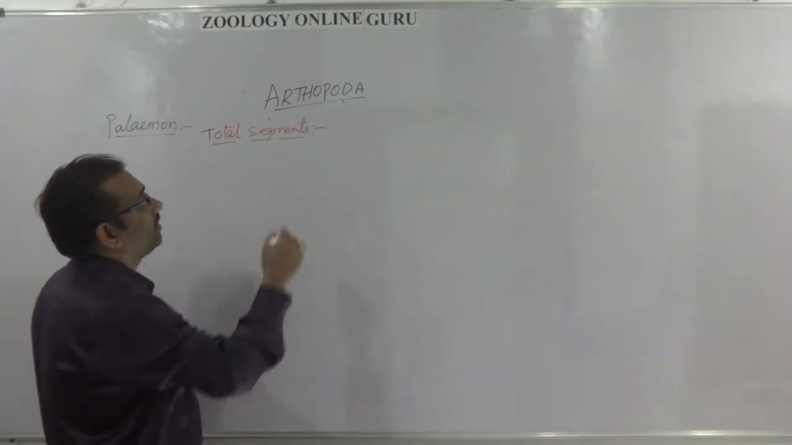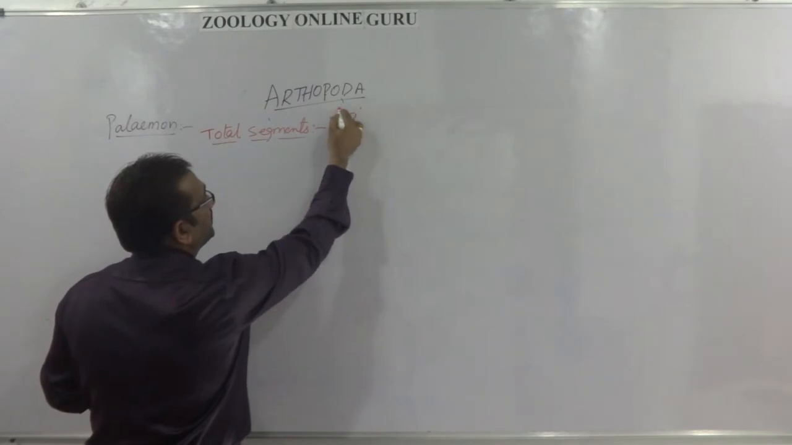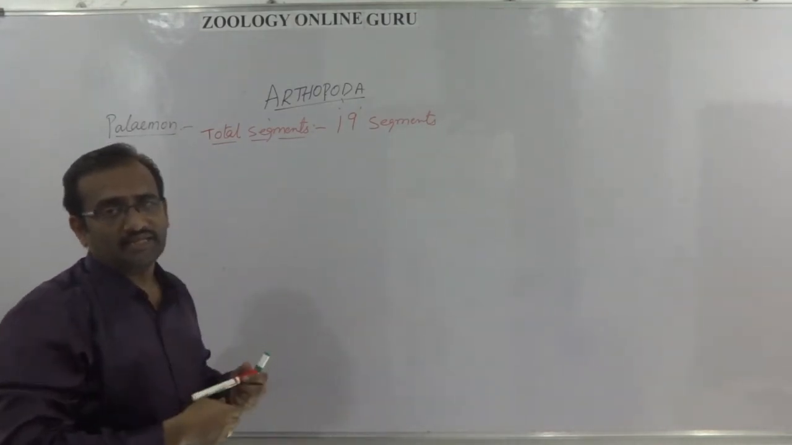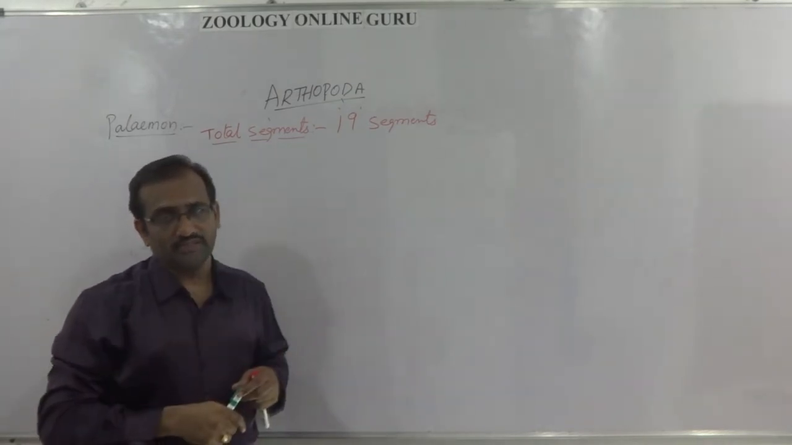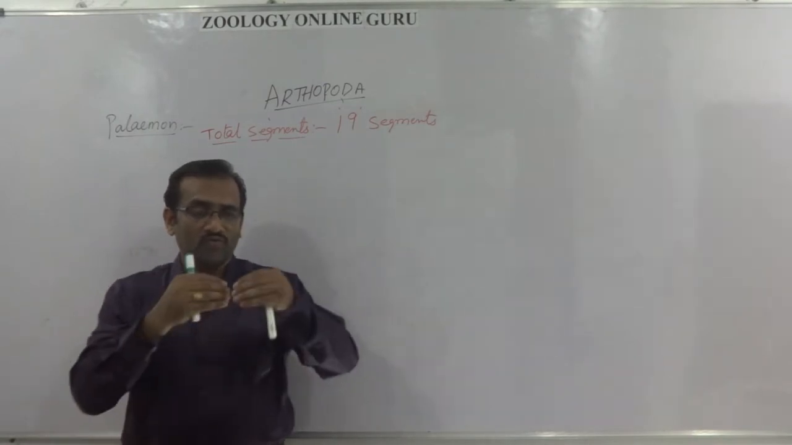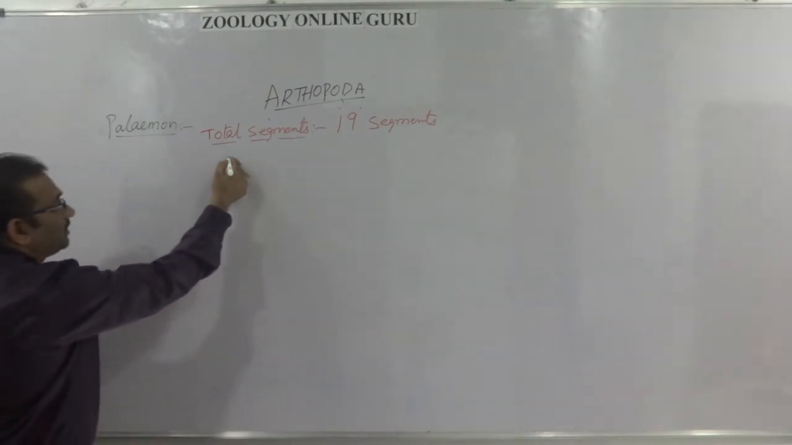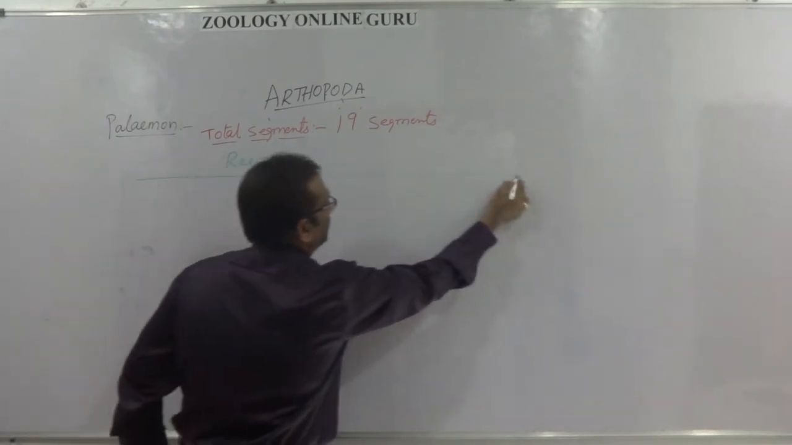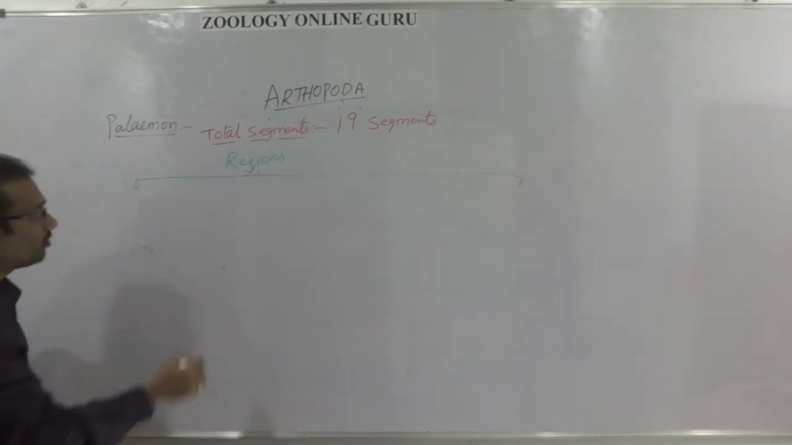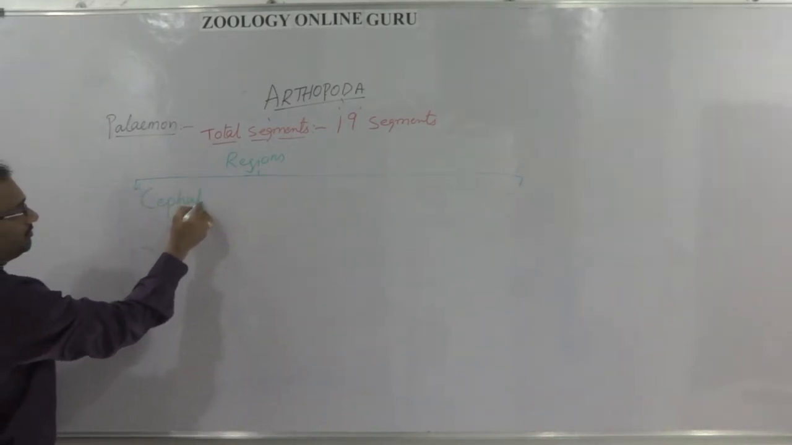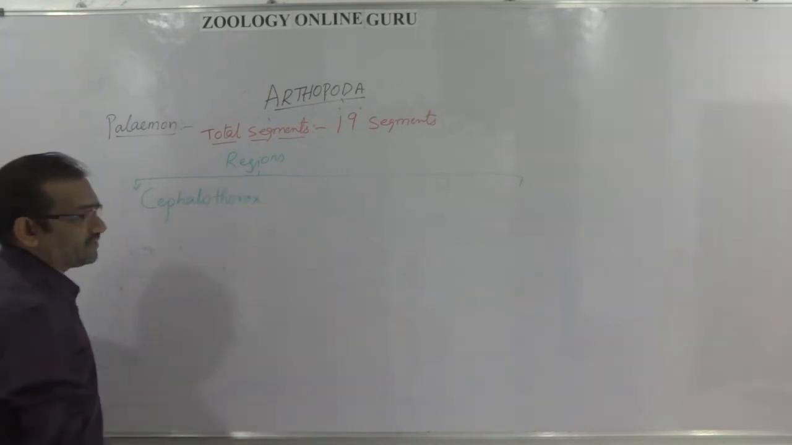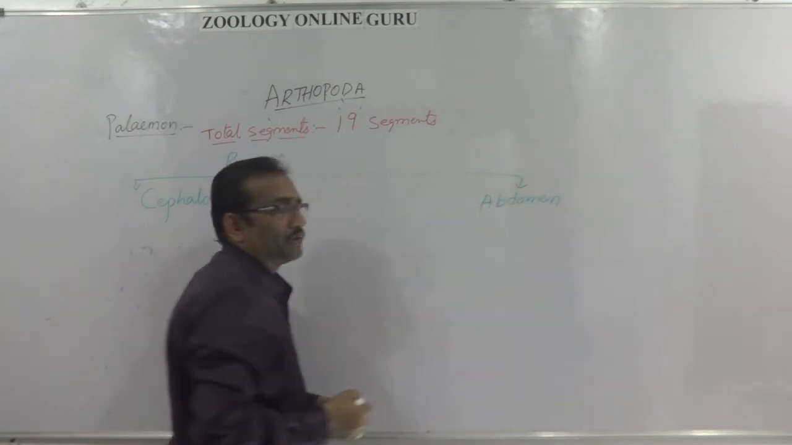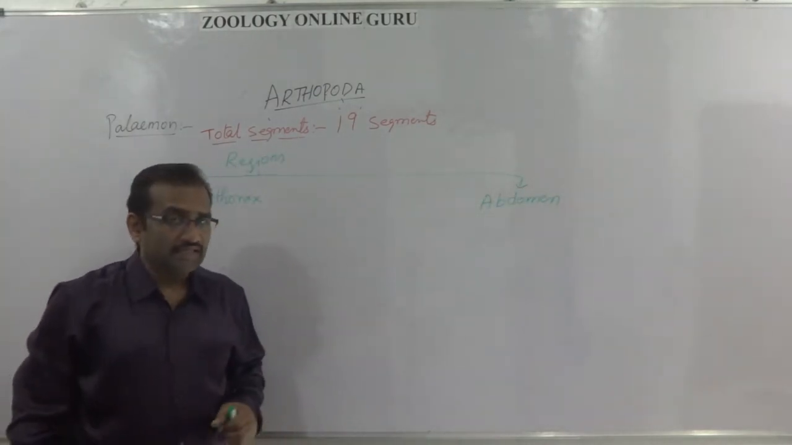The total number of segments on the prawn body is 19 segments. These 19 segments are distributed in two regions. So the prawn body is divided into two regions. One region is called cephalothorax, and the second part is called abdomen. So there are two regions on the prawn body: one is cephalothorax, the second is the abdomen.